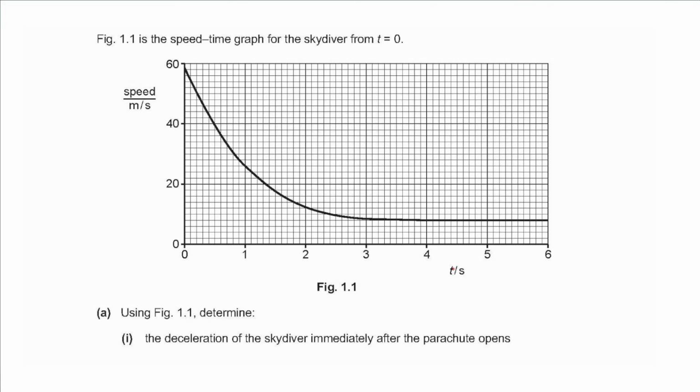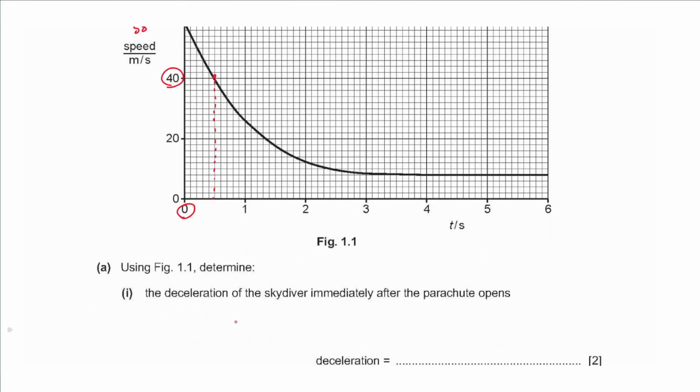So we use the gradient of the graph because acceleration is equal to the gradient of a speed-time graph. If we start with this point here, we have 58 on the y-axis and 0 on the x-axis. We can choose another point at 0.5 seconds, where the speed is 40. So we use y2 minus y1 over x2 minus x1. Acceleration is equal to the gradient, where y2 is 40, y1 is 58, x2 is 0.5 and x1 is 0. That gives an answer of negative 36.